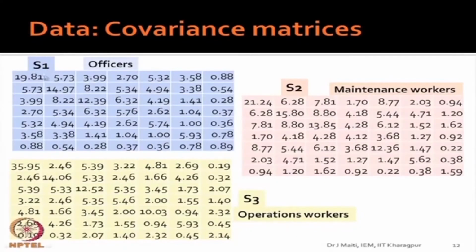You see that S1 covariance matrix is like this, here 54 officers' observations were there, then S2 is the maintenance worker, 96 workers were there, and S3 is the operation worker, again 149 observations we have collected. So, your inputs to MANOVA: x bar, in the sense x1 bar, x2 bar, x3 bar, and S1, S2, S3, that is, mean vectors and covariance matrices.